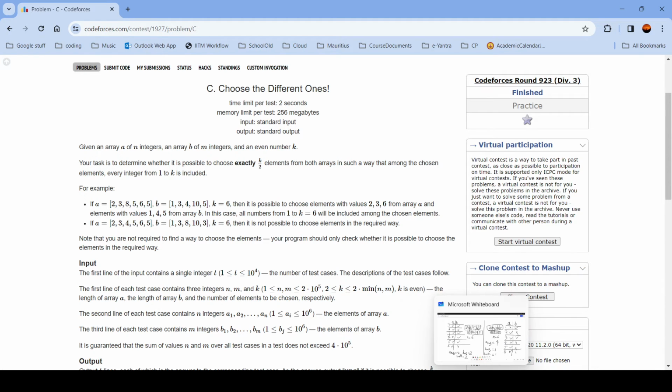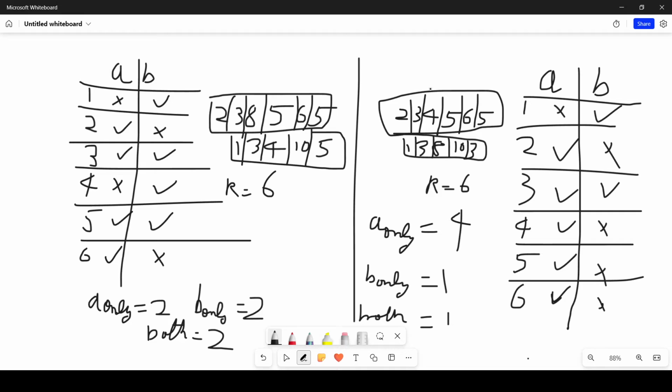So yeah, these are the two test cases I've taken, the same as what we just saw. So in the first test case, all the integers from 1 to k have to come from either A or B. So those integers can be present in A or B, or in both, or in neither.